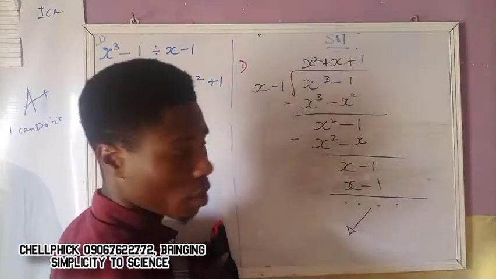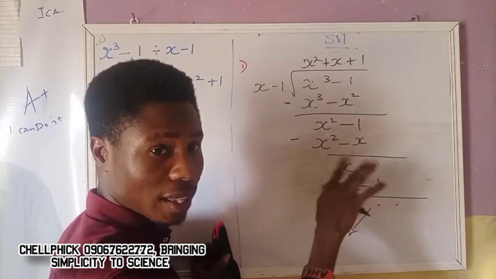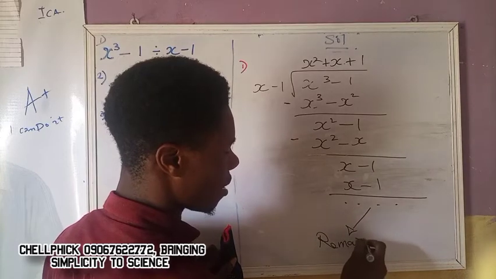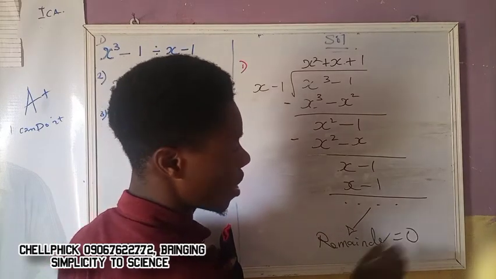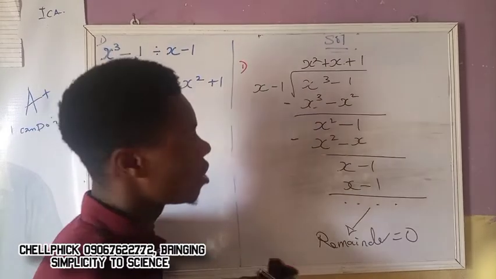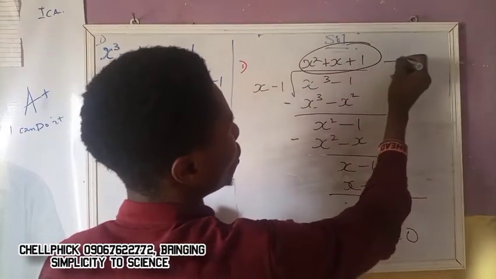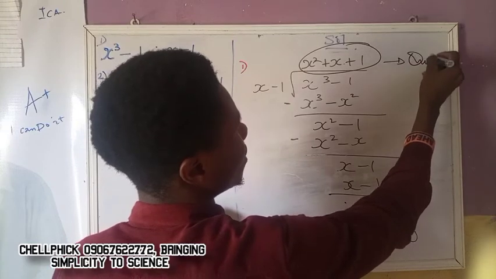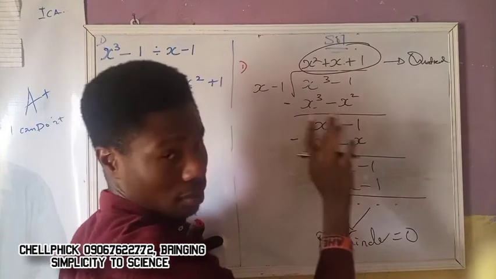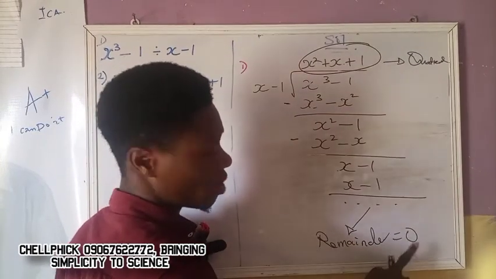If you subtract, you are saying 1 minus 1, 0; x minus x, 0. So it means that for this place, our remainder here is equal to 0. So these are the likely questions you'll be asked. What is the remainder? What is the quotient? So all this is our quotient. So it means that our quotient is x squared plus x plus 1. That is the quotient. The remainder is equal to 0.